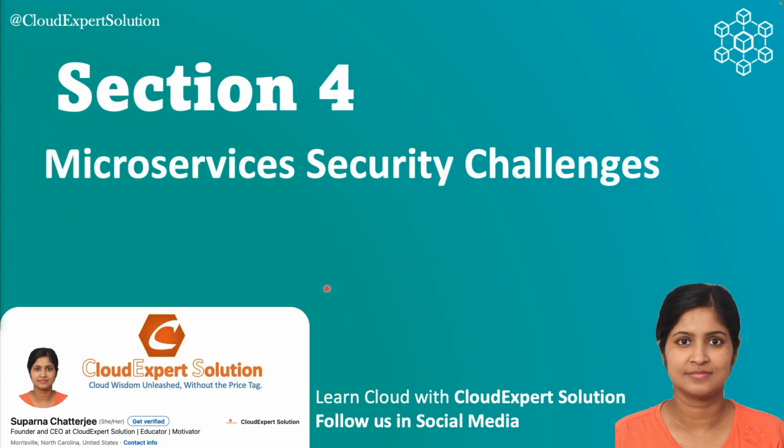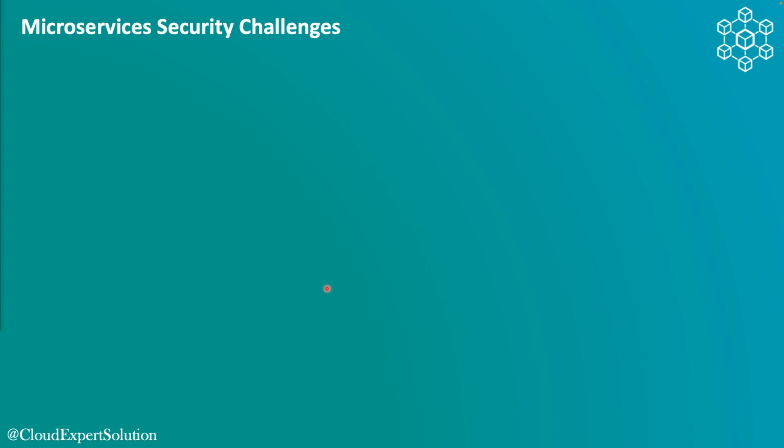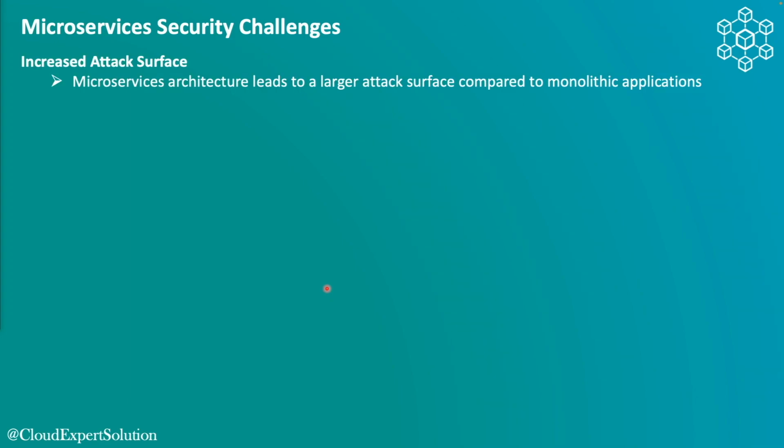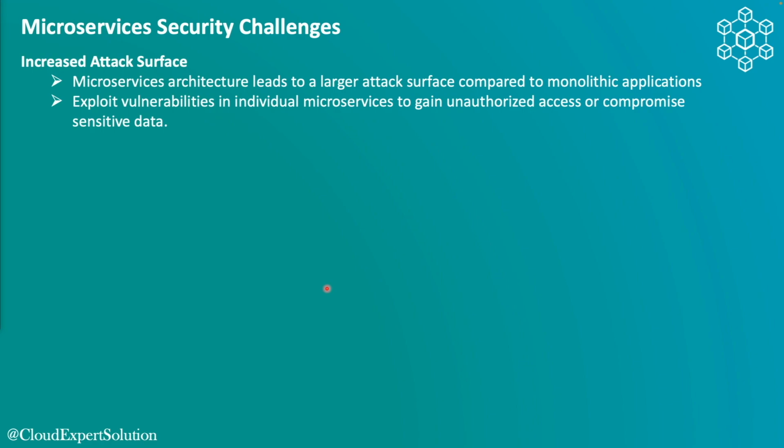Next, we'll review the security challenges of microservice architecture. First, increased attack surface. In our monolithic architecture, we had only one application server. Microservice is a distributed architecture that will lead to a larger attack surface and be prone to different types of attack. Different exploits or vulnerabilities can attack a particular module. If there is a broken link in the security chain, it can attack that particular module and gain unauthorized access, or it can compromise my sensitive data.